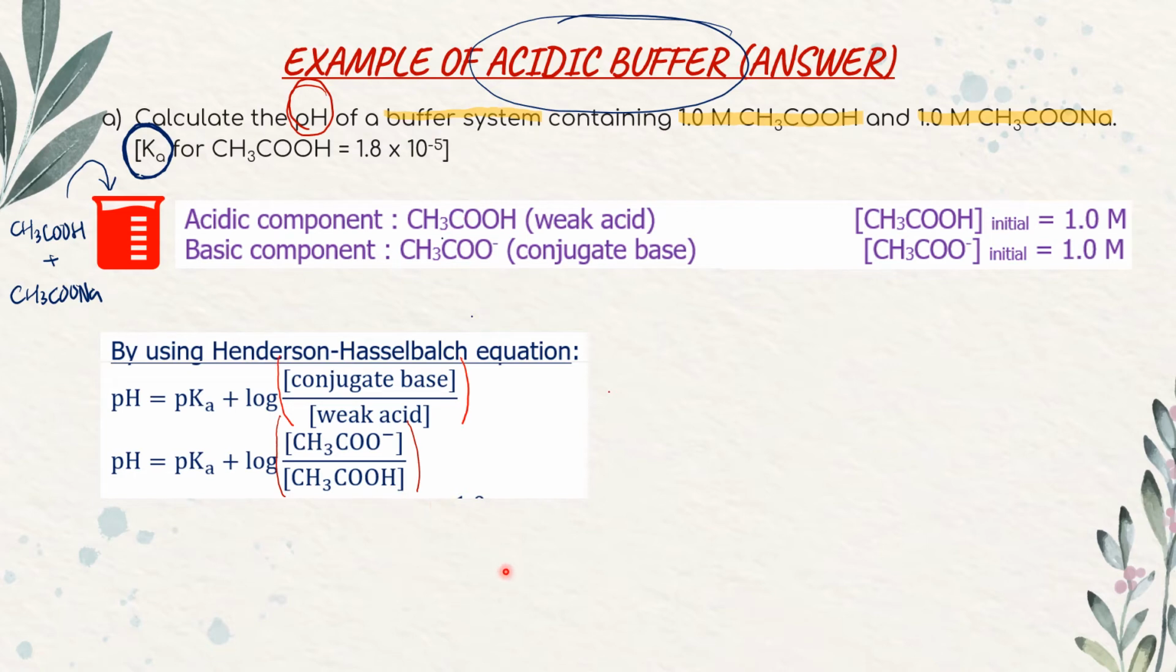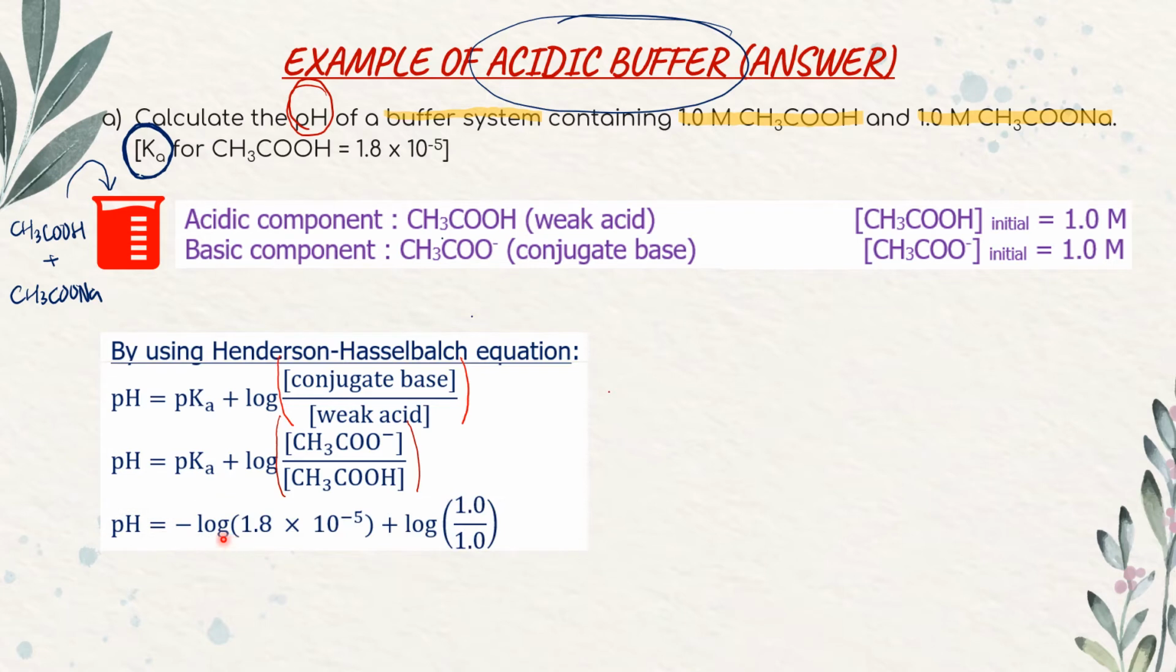Okay, so once we have the equation, ingat target kita nak cari pH. So, kita check all the information. Do we have all the information? So, kita kena ada information Ka. Yes, we have Ka over here. We need to have the information on concentration of the conjugate base. Ada. Concentration of weak acid. Also ada. So, just substitute the value.